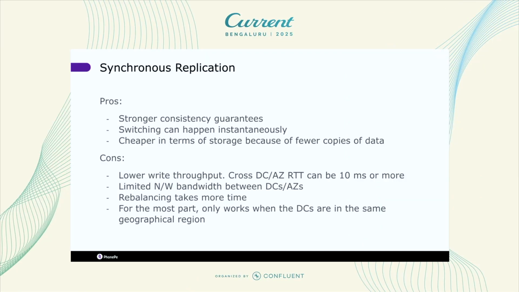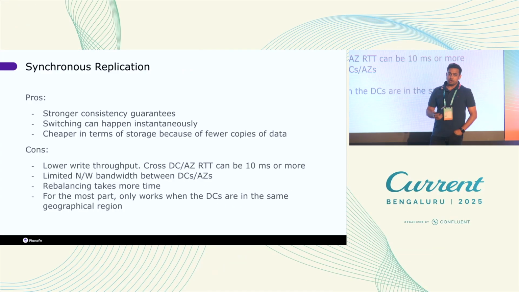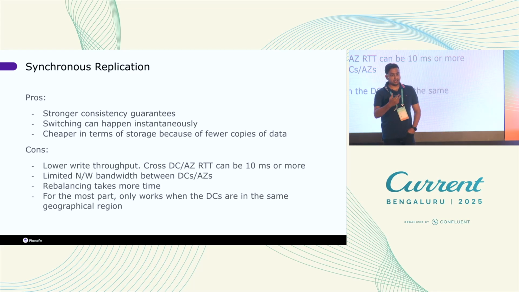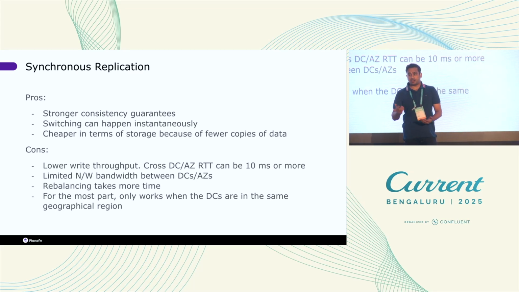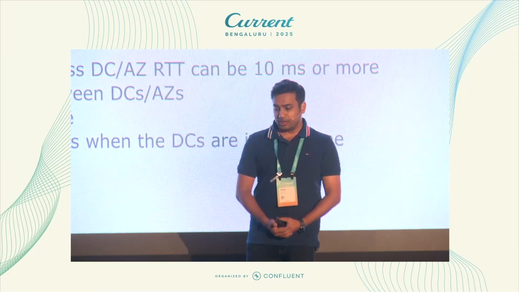Your P99, which usually, if your Kafka cluster is in a single data center, would be somewhere close to 1 or 2 milliseconds. But in case of synchronous replication, it can go beyond 10 ms easily, depending upon the distance between your Kafka clusters or data centers. Rebalancing takes more time because now the data needs to transfer across the network, across the distance. So rebalancing will take more time.